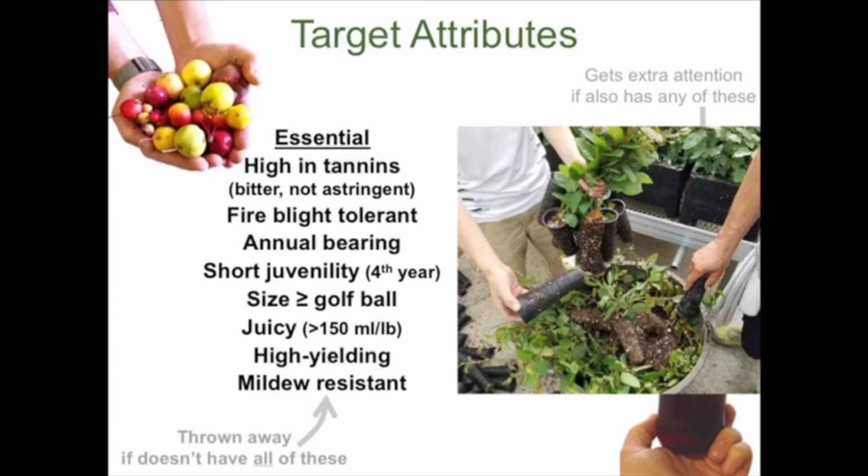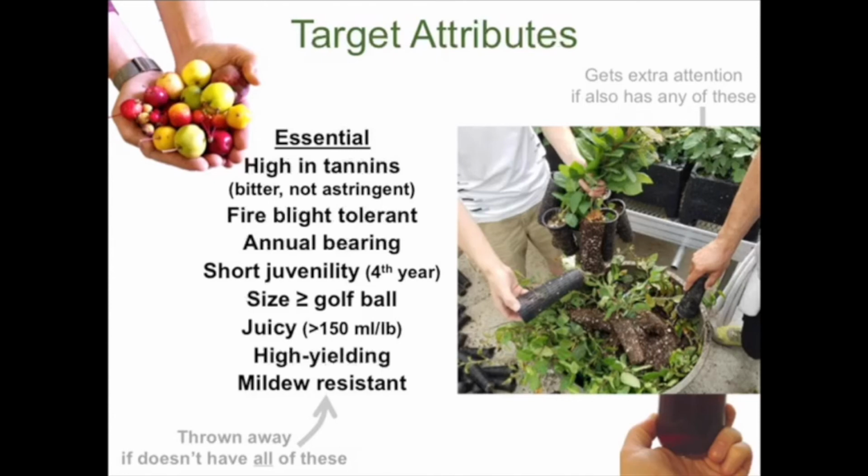Then there's a bunch of attributes that are enhancing. So it gets extra attention if it has any of these things on the right-hand side. So it's even higher in tannins. Again, low astringency, but high bitterness. If it's fire blight resistant, excellent. If it's a red flesh, bonus. These are all bonuses, basically. Even shorter juvenility, etc. So that's the characteristics, the thresholds, etc. that the students go for.